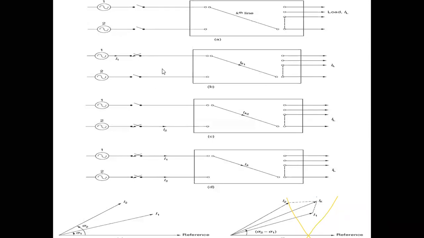This figure is when we are considering only source 1. This figure is when we are considering only source 2. And the last figure is when we are taking two sources at a time.